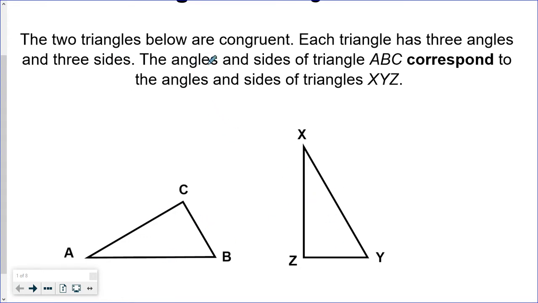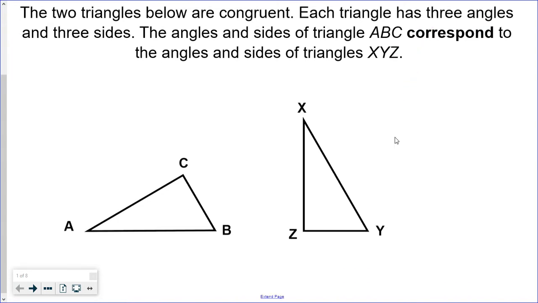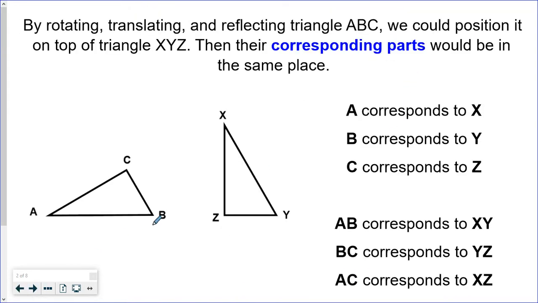The angles and the sides of triangle A, B, C would correspond to the angles and the sides of triangle X, Y, Z. And the word correspond means they are going to be the same. If we take a look at our next page, we're going to see that if I take this figure and do some transformations, which was part of our last lesson, I'm going to rotate this, slide it over, and then reflect it.